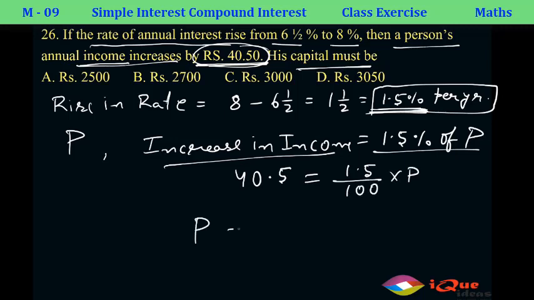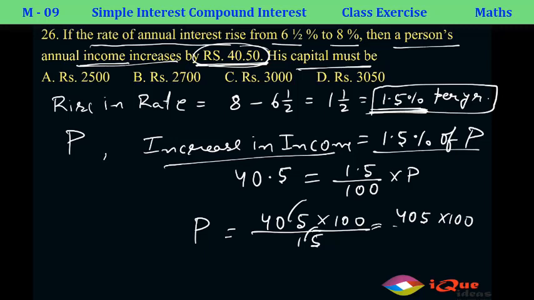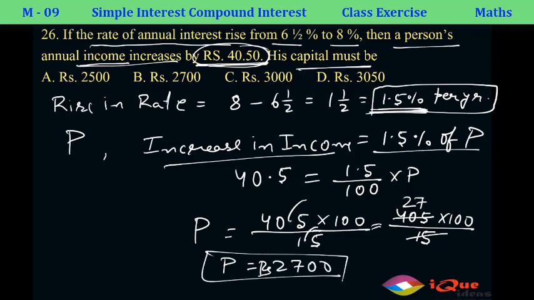So this gives us P equal to 40.5 into 100 upon 1.5. So the decimal goes from both the places and we have 405 into 100 divided by 15. Now I think 15 cancels 405 directly. You can see 15 2s is 30 and 15 7s is 105. It is 27 into 100. So P is equal to 2700 rupees. So the required principal amount is 2700 rupees in this case, which is option B. That is the correct answer.